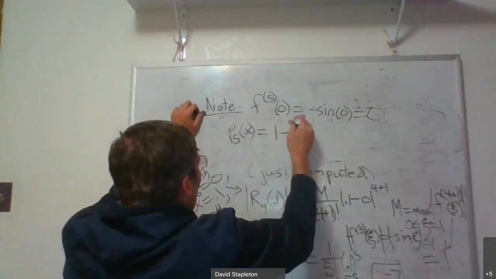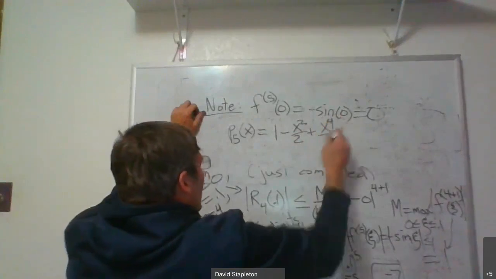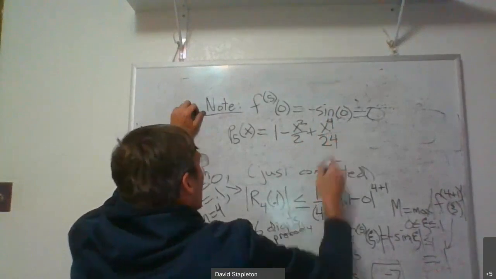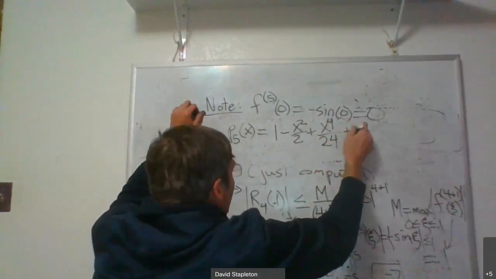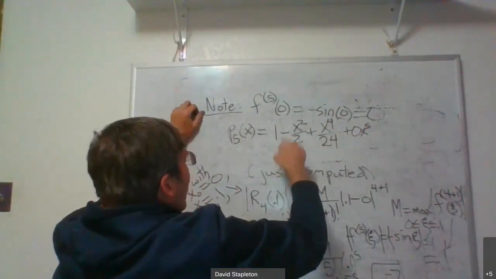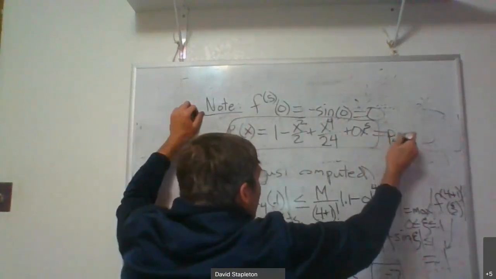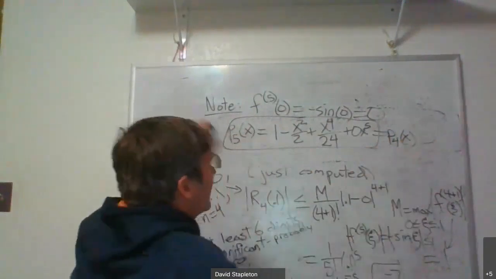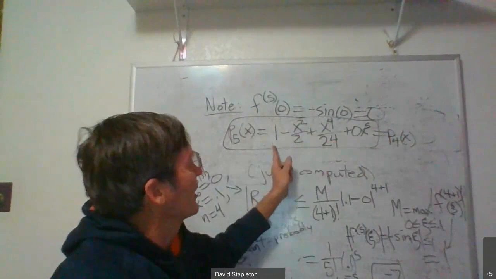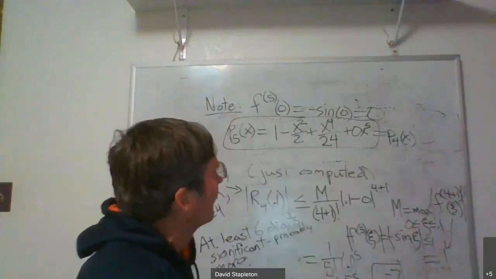It's 1 minus x squared over 2 plus x to the 4th over 24. Plus the next term is 0 times x cubed, 0 times x. And so actually the 5th degree polynomial is the same, because that term is 0. That's why we call this the 5th order approximation. The 5th order approximation is the 4th order approximation.